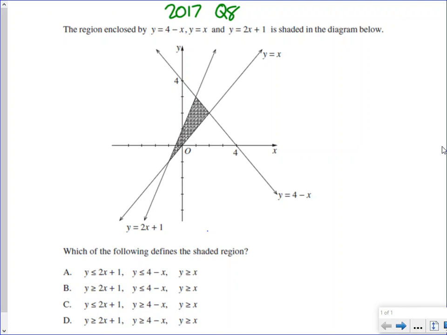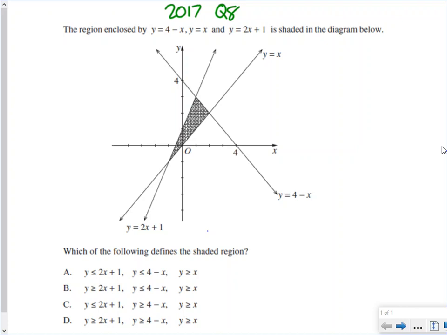So rather than being only one line creating a region or maybe 2 lines creating a region, we now have 3. And so what we've been told to do here is say, well, which set of inequalities will define this region that's being shaded in here.